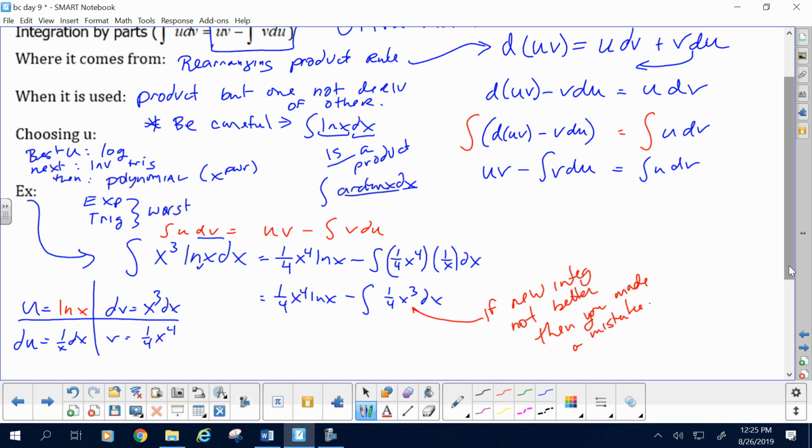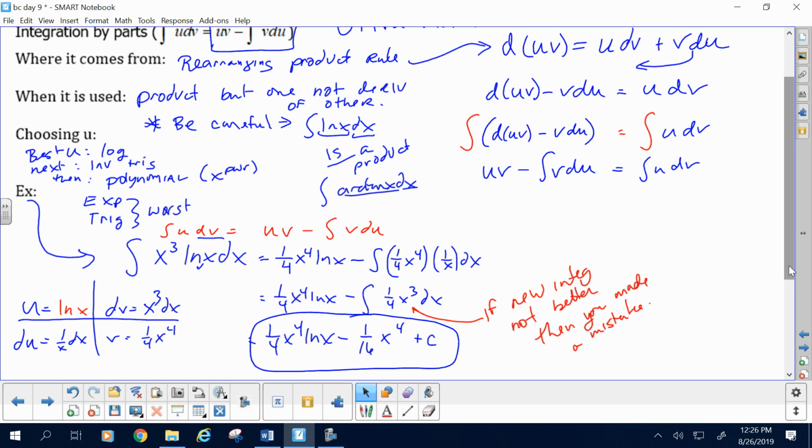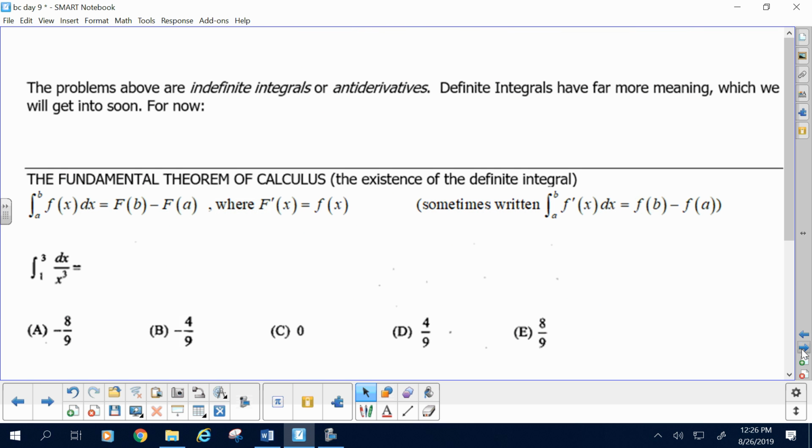Okay, so now we're ready to integrate. 1/4 x to the 4th natural log of x minus, what is the antiderivative of 1/4 x cubed? 1/16 x to the 4th, plus c some more. My life depends on getting that right. How can I check it? Take the derivative and hopefully it should be x cubed natural log of x. Sweet. Okay. Is that all? No, that's not all.